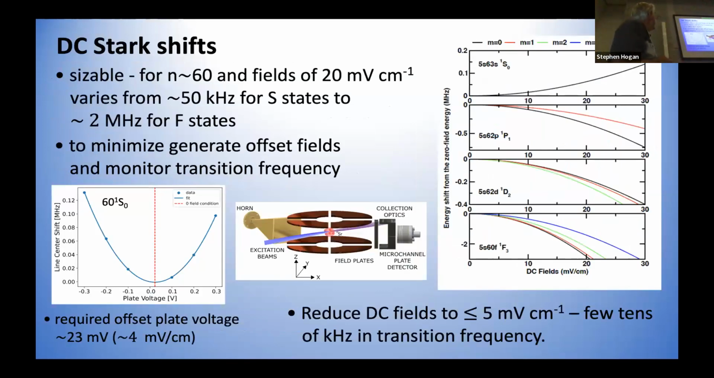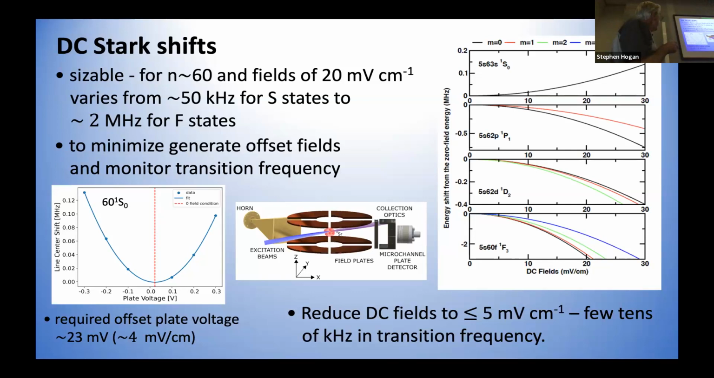The two agree very well. Now, the DC Stark shift is a little more tricky. What we showed here is the line shift that we'd expect as a function of DC applied field. And we're working at high n, so they can be pretty big. They range from 50 kilohertz for S states in a field of 20 millivolts per centimeter up to 2 megahertz for F states. So we have to work really hard to minimize those offset fields.